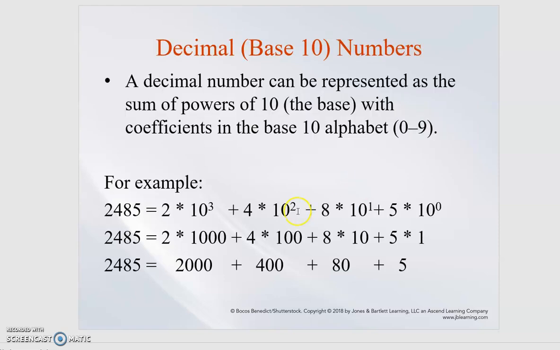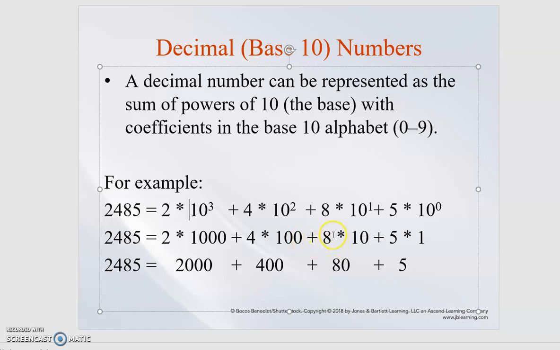So a decimal base 10 number, how do you represent that, right? A number like 2485 here can be represented as 2 times 10 to the power of 3, 4 times 10 to the power of 2, 8 times 10 to the power of 1, plus 5 times 10 to the power of 0, right?